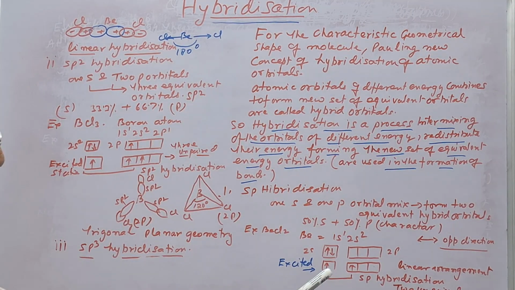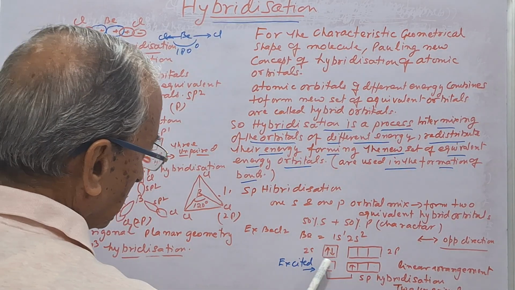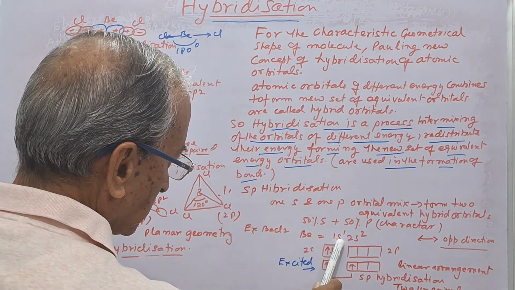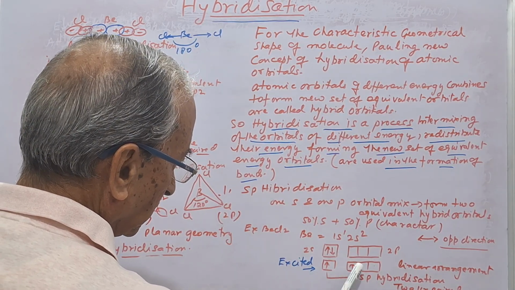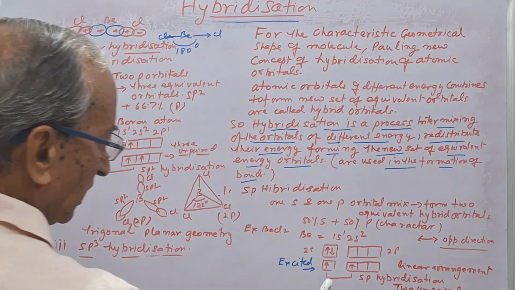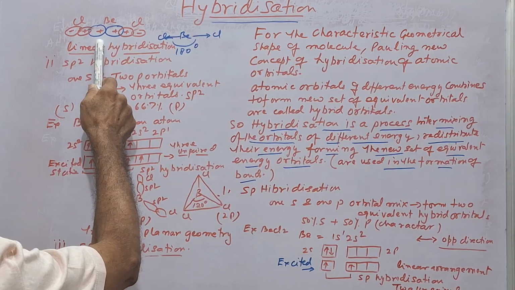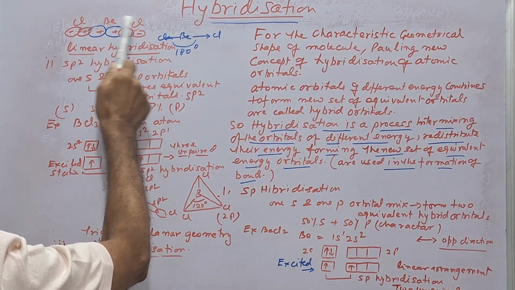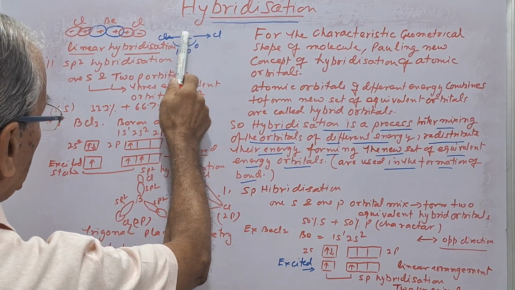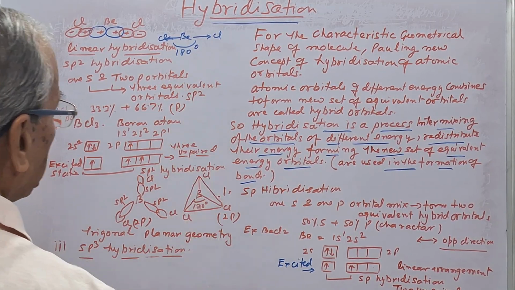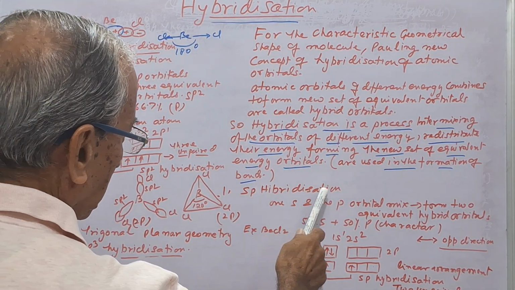So the shape is linear. Beryllium 1s2 2s2, when excited, one electron of the 2s is promoted to the p orbital and then sp hybridization takes place, and this beryllium overlaps with the p orbital of each chlorine. So it forms a linear shape. The angle is 180 degrees between the chlorine and the chlorine. So this is sp hybridization.